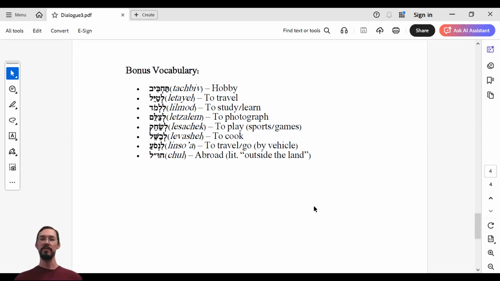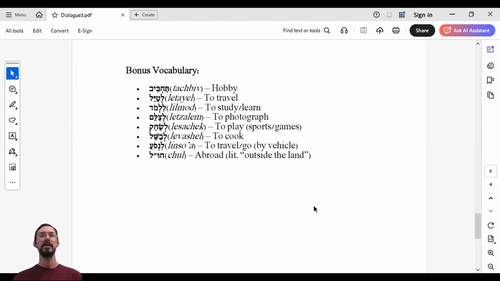Latayel is to travel. Can you say latayel? Yes. Lilmod. You know the words talmid, talmida very well. Or the word Talmud Torah, which means the study of the Torah, right? So all come from the same root, lilmod, to study, to learn.